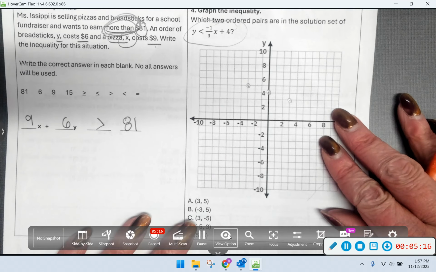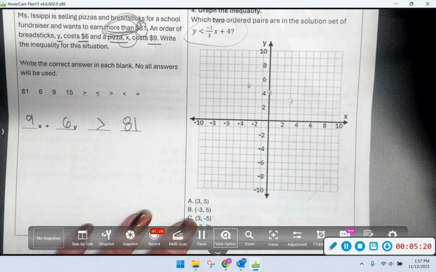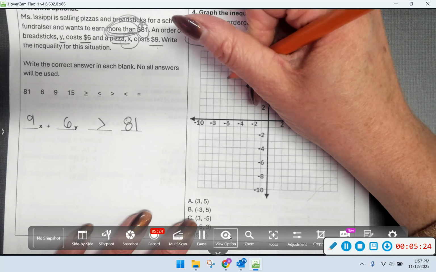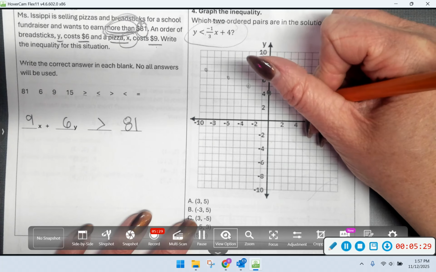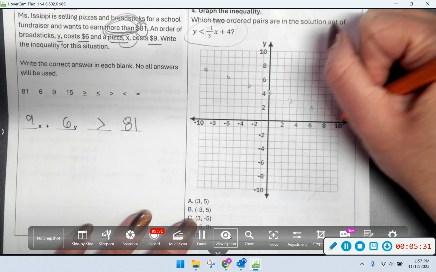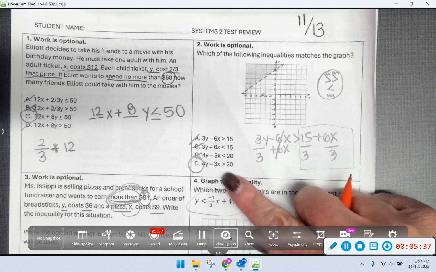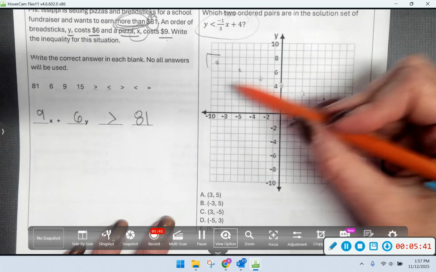All right, so I have my line, so I need to look at my symbol. Am I going to keep it dotted or am I going to make it solid? I'm going to keep it dotted, so I'm going to continue my line making it dotted. Now I'm going to use Slim Shady to see where I should shade. This symbol looks like his nose, so we're going to shade below.